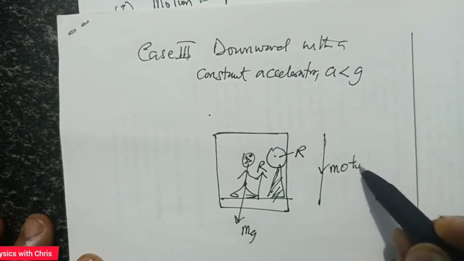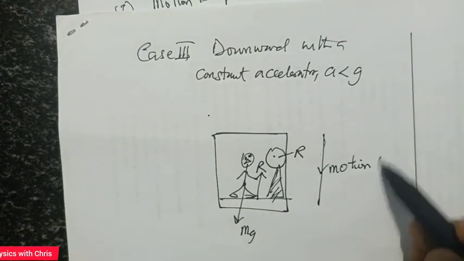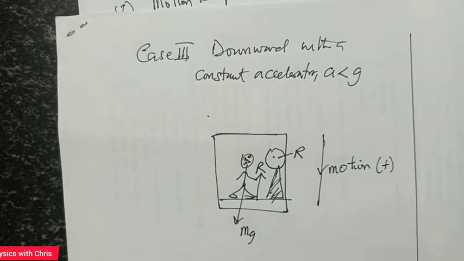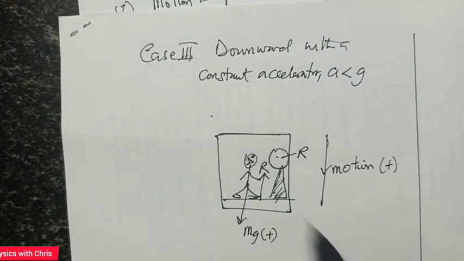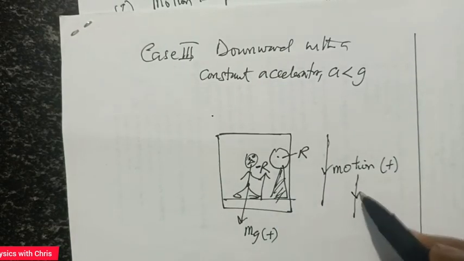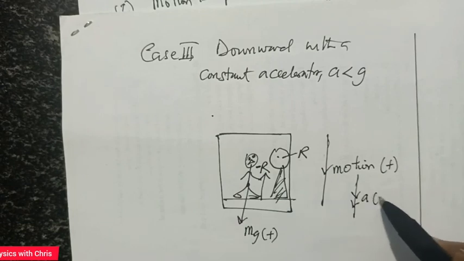Now I want to define something. Since the motion is downward, I can decide to give this positive, meaning that any force acting downwards must be given positive. For example, the weight acts downward. The normal reaction acts upward, so give that negative. Since the acceleration is also downward, I can give that also positive.